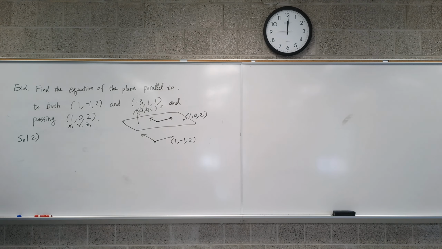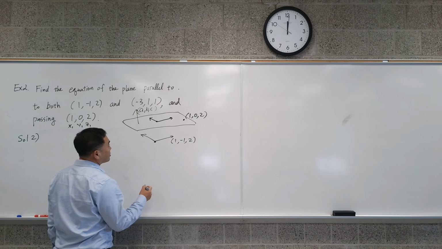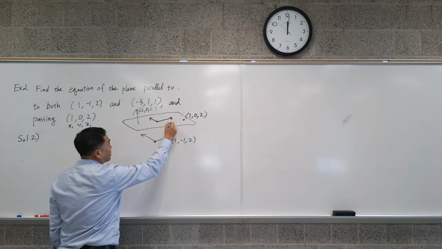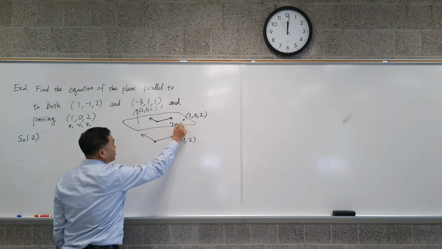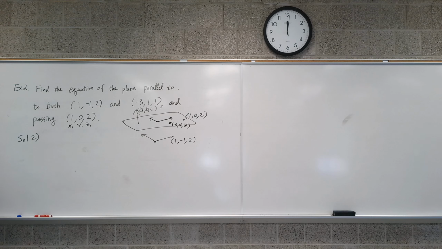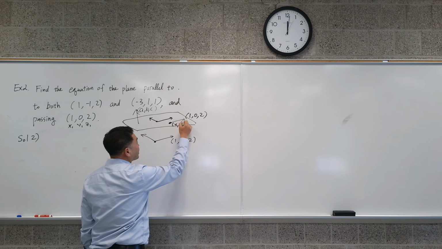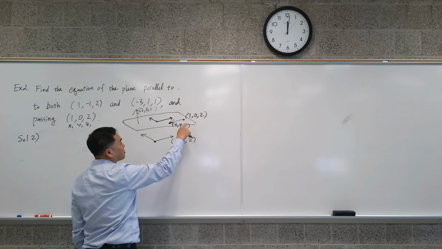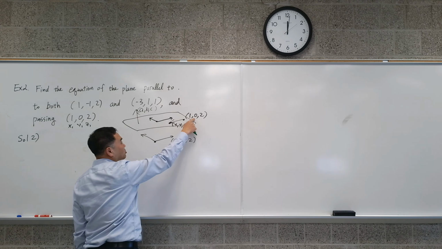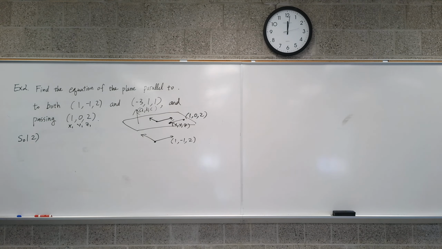So here's a second approach. The second approach is to just say x, y, z is another point on the plane. Okay? Then you get another parallel vector by picking a vector that starts from (1, 0, 2) and ends at (x, y, z). Agreed? Yeah. What is that vector?